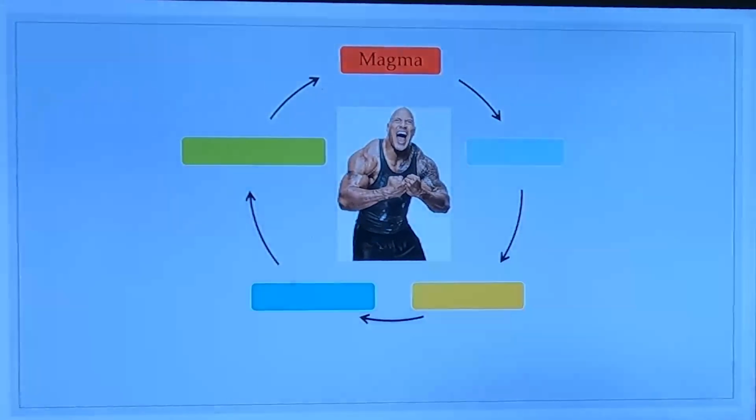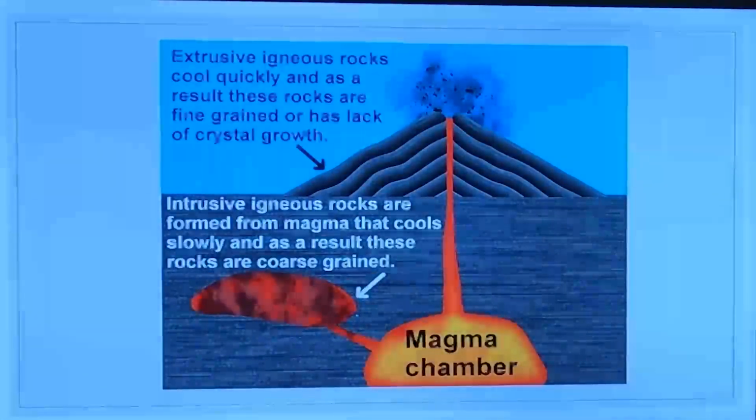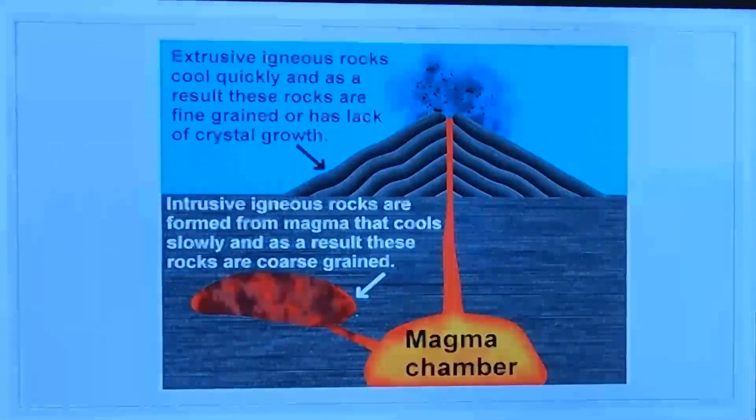All right, we left off here with the rock cycle. So what are the three types of rocks that we discussed last class period? Igneous, sedimentary, and metamorphic. And so we had this cooling and crystallization as the lava, as the magma comes out of the volcano and turns into lava. It created these extrusive and intrusive rocks.